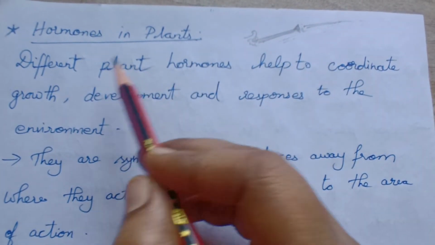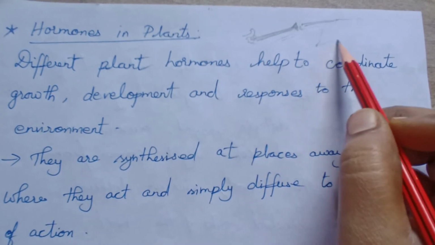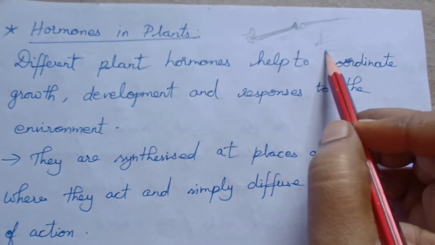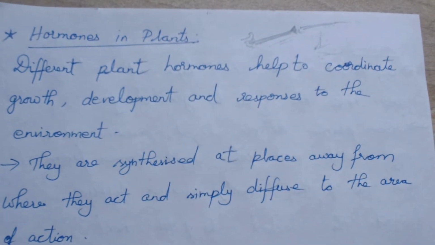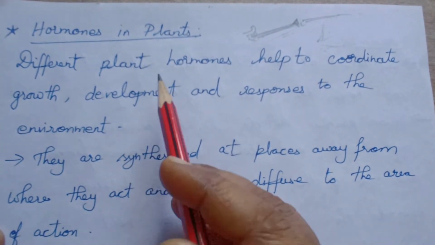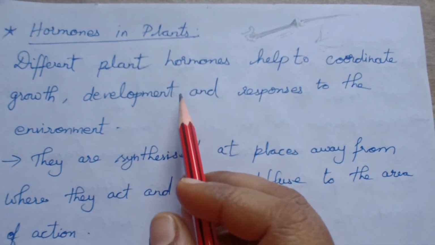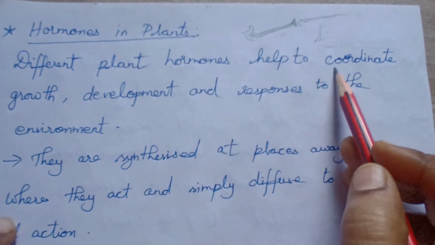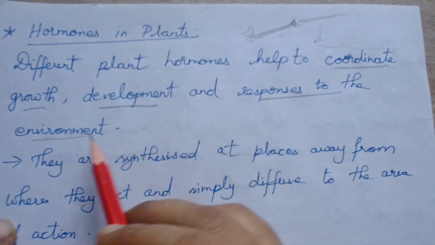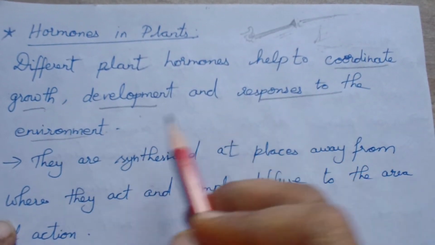In the case of hormones, like chemicals, it will be produced in one place and diffused to all the parts, so that each and every part of the cell will get the information and react to that. That is the advantage of transmitting information through chemical means. In plants we have five major hormones. They help to coordinate growth, development and response to the environment. All these hormones help the plant in its growth, development and response to the environment.